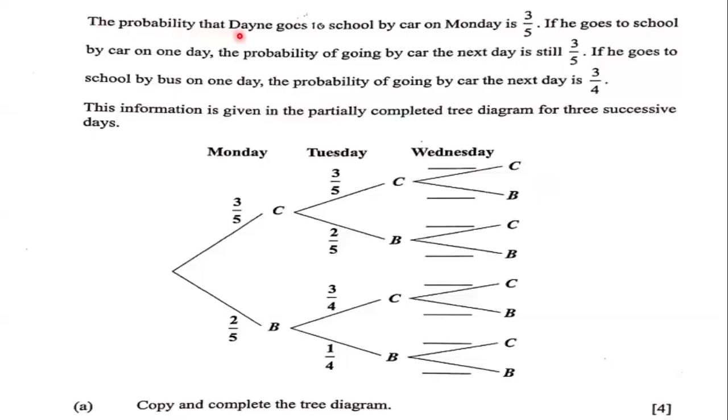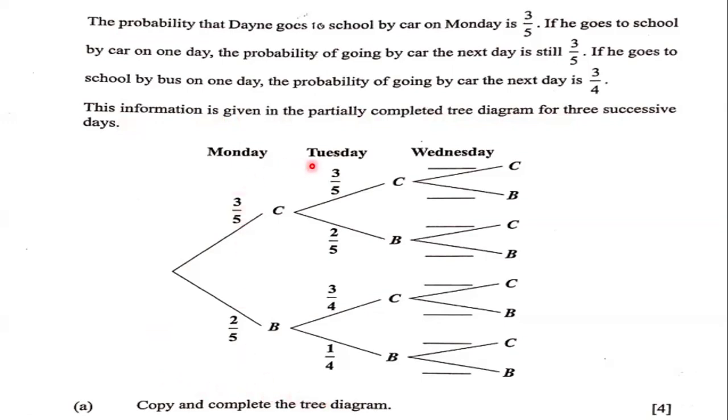The probability that Dane goes to school by car on Monday is 3 over 5. If he goes to school by car on one day, the probability of going by car the next day is still 3 over 5. If he goes to school by bus on one day, the probability of going by car the next day is 3 over 4. This information is given in the partially completed tree diagram for 3 successive days. Copy and complete the tree diagram.